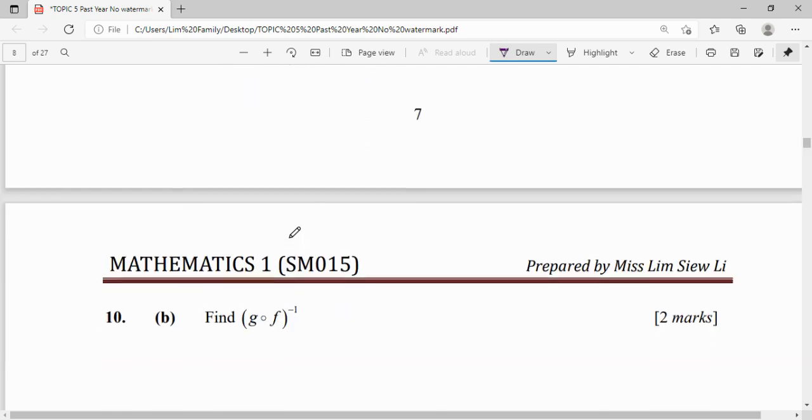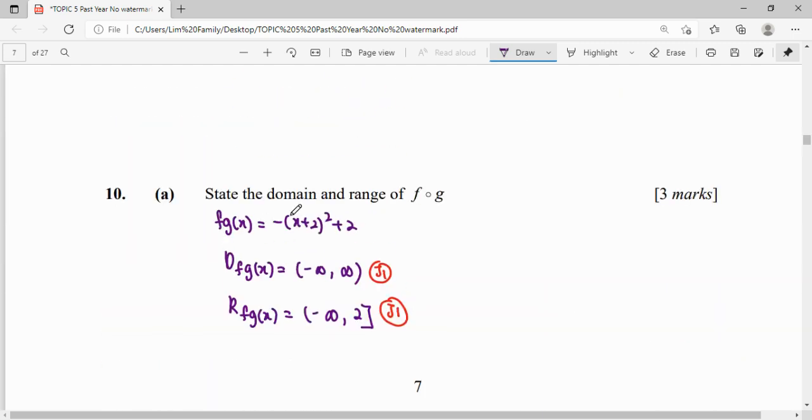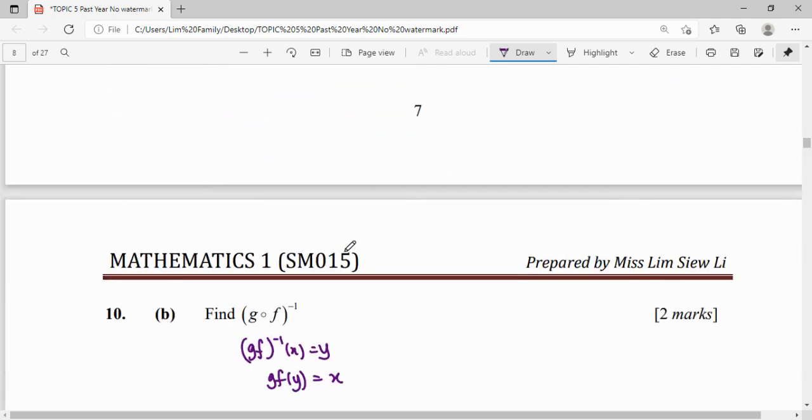Then we continue with part B. Now we're going to find the composite function inverse. So we will let gf inverse of x equal y. Then we will do gf(y) equals x. So we're going to substitute our y into our gf function, which is this. It will become y in the x place here, so this will be negative y squared plus 4.